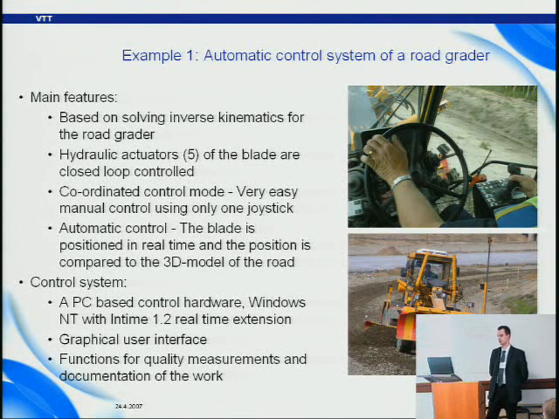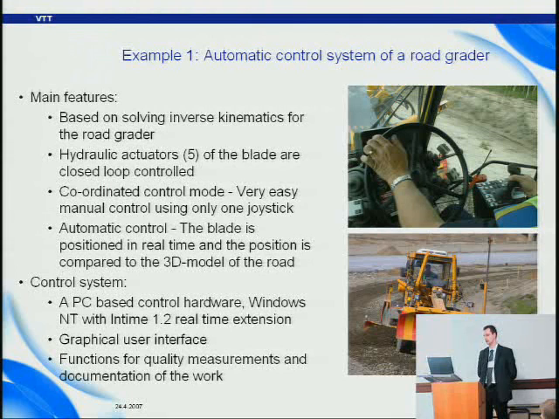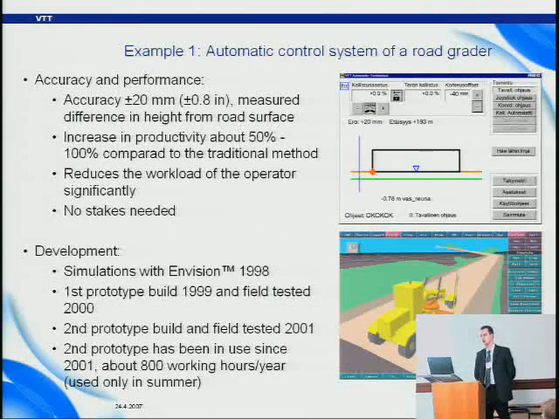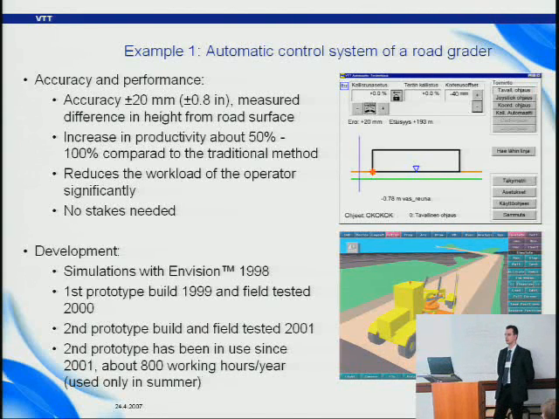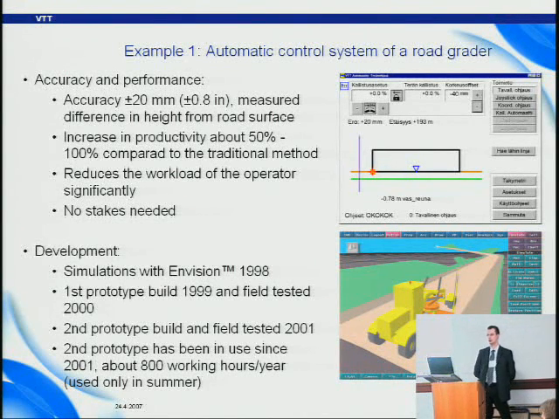This control system is based on using only one PC computer, Windows NT, and real-time extension in time for control software. And there is a graphical user interface and functions for quality measurement and documentation of the work. And we have measured accuracy, and it's about plus minus 20 millimeters. And it's measured from the surface of the road, which is done with this system. And an increase in productivity: it doubles the productivity of the grader. And also the workload of the operator is much easier, and no staking is needed.